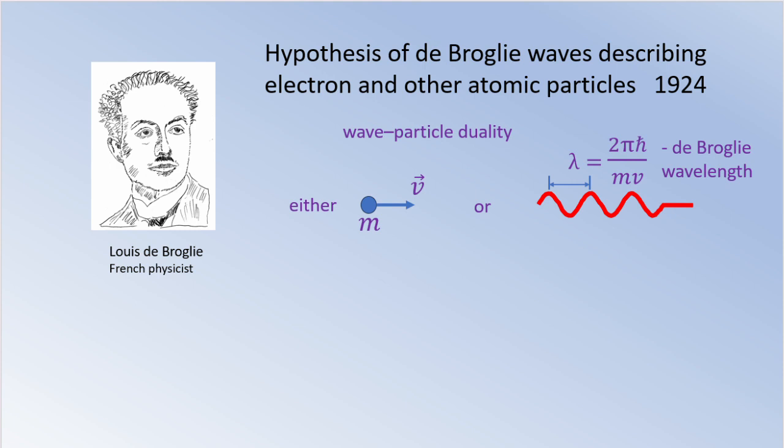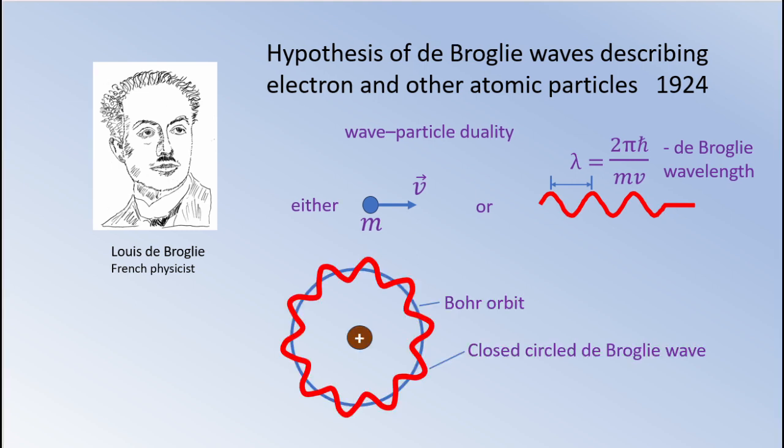De Broglie waves explained in a surprisingly simple and intuitively understandable way the quantization of orbits in the Bohr atomic model, which we have introduced in the previous video. An integer number of de Broglie wavelengths must fit in the Bohr orbit. In such a case, the end and beginning of the wave coincide after the wave passes through a circular Bohr orbit, and thus the wave repeats itself.